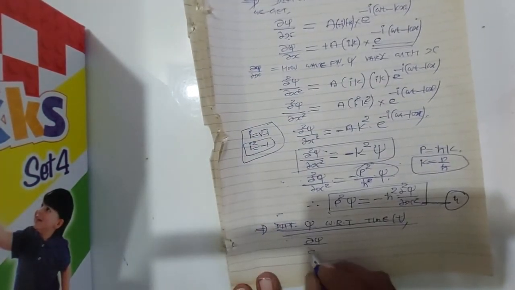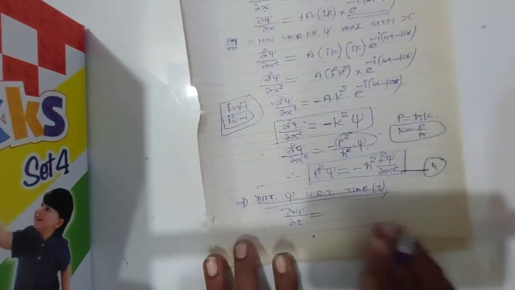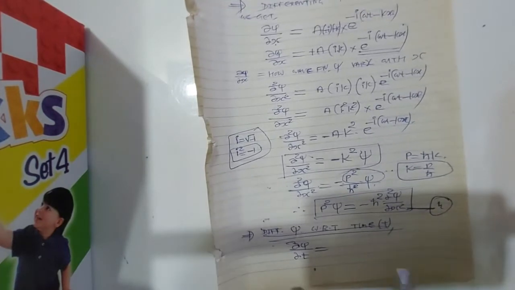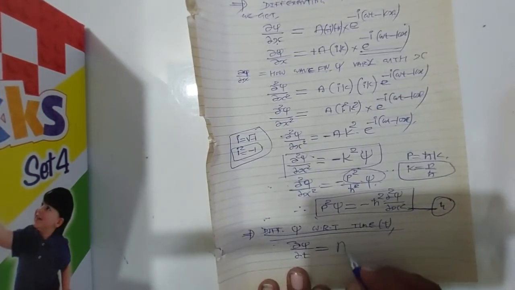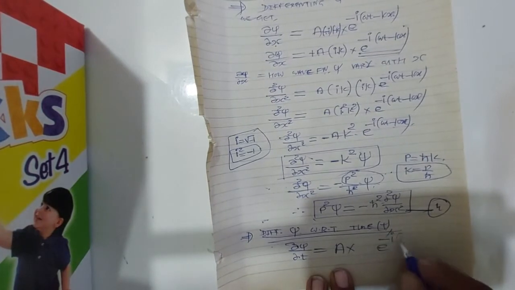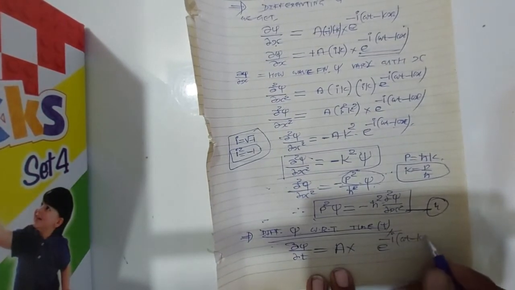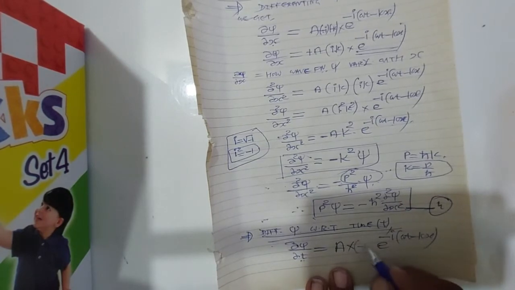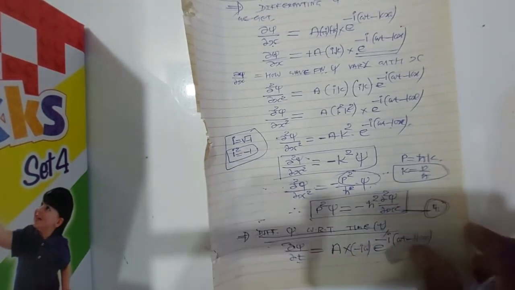d psi by dt is equal to, now A is constant, and the derivative of e raised to minus i(omega t minus kx) will be the same, e raised to minus i(omega t minus kx). We are differentiating with respect to time t, so the coefficient of time t will be minus i omega, right? Minus i omega.